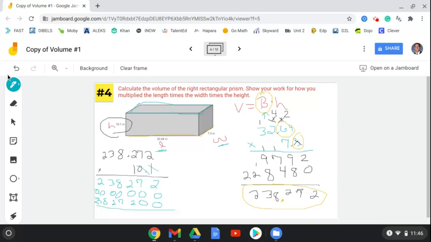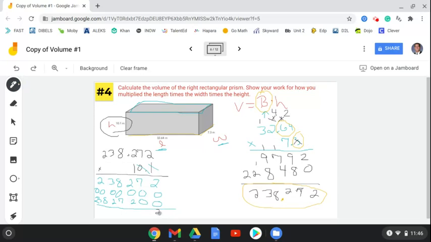Add. I get 2, 7, 4. This is 15, so put a 5, carry the 1. 1 and 3 is 4. 4 and 2 is 6. Here I have 2 and 8, which is 10. 1 and 3 is 4. And then just a 2. Okay, so let me use the text box here. I got 2406. And then now I need to place my decimal.